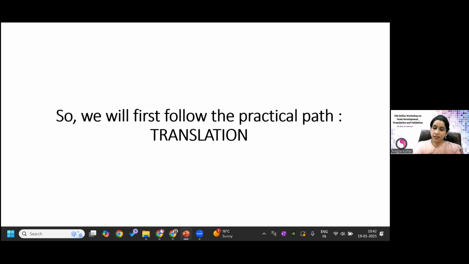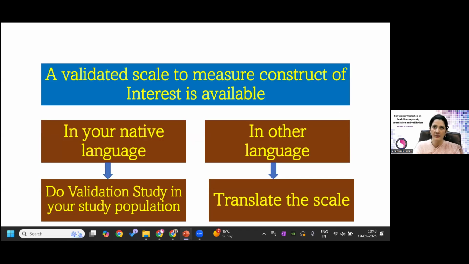This translation is a very important step. People generally write in their manuscript that they have done the forward and backward translation, but it is not always done the way it should be done. If a validated scale is there for your construct, and you got permission to use that, then you have to do a translation. First you translate into your native language, and then you do the back translation, because only after that will you do a validation study.